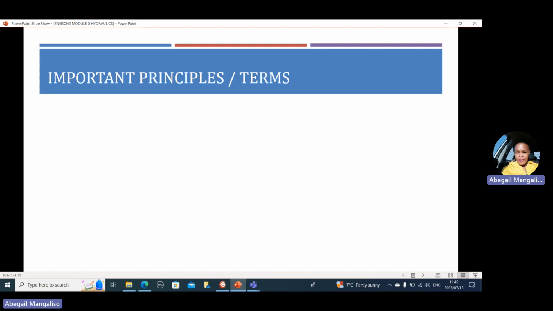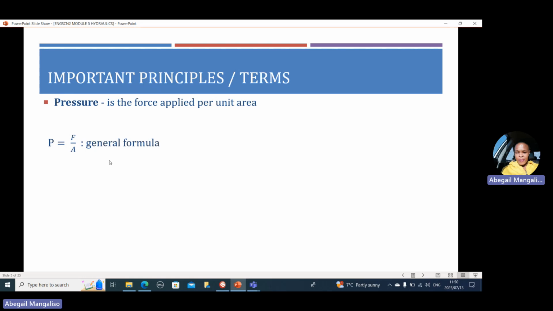Principles: you must be able to define pressure. Pressure is defined as a force applied per unit area, and the formula will be P. This is the symbol used to calculate pressure. From the definition, it's a force, so it's F divided by A. So this force must be in newtons and the area must be in square meters. So it's a force per unit area.